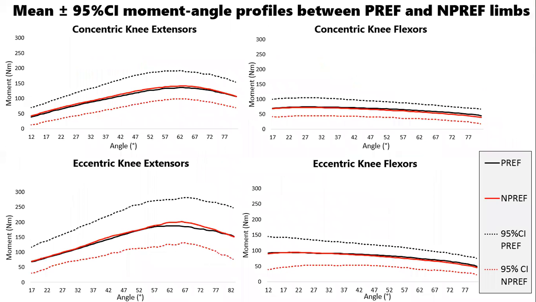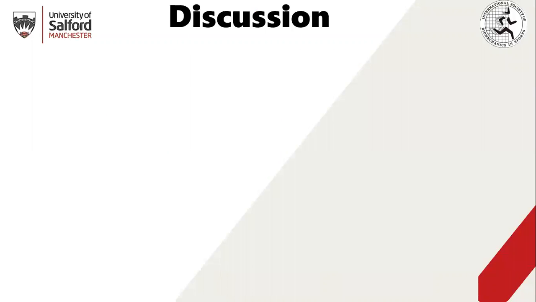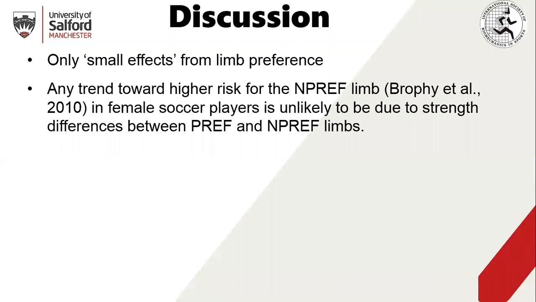In regard to moment angle profiles, there were non-significant trivial to small differences observed within the available isokinetic range between preferred and non-preferred limbs for concentric and eccentric knee extensors and eccentric knee flexors, whilst trivial to moderate differences were observed for concentric knee flexors. Again, these were all non-significant. Collectively, the results suggest that limb preference has only a small effect on bilateral and reciprocal knee joint muscle balance. Thus, any trend towards higher risk for the non-preferred limb in female soccer players is unlikely to be due to strength differences between preferred and non-preferred limbs.